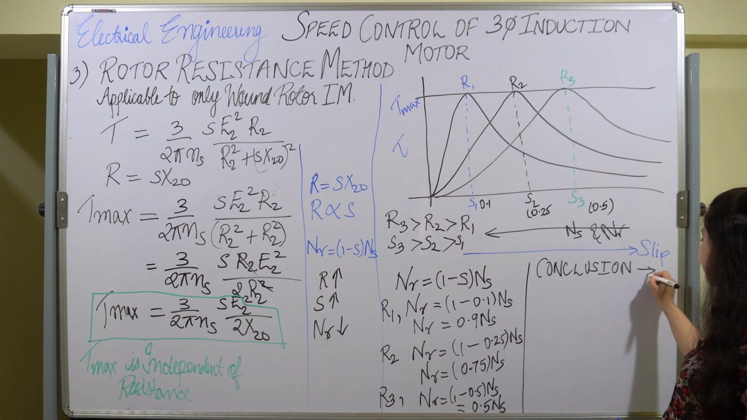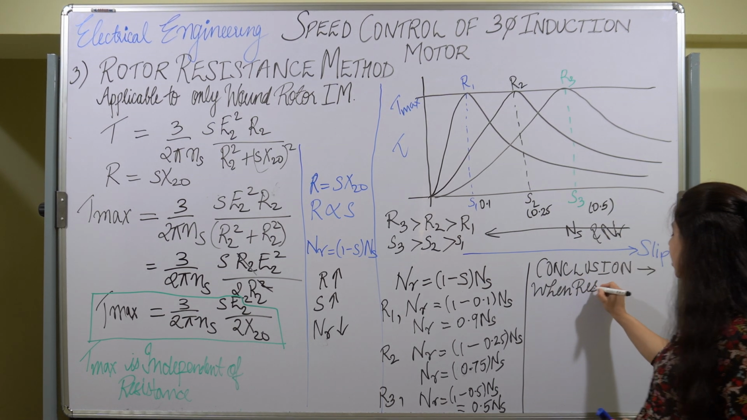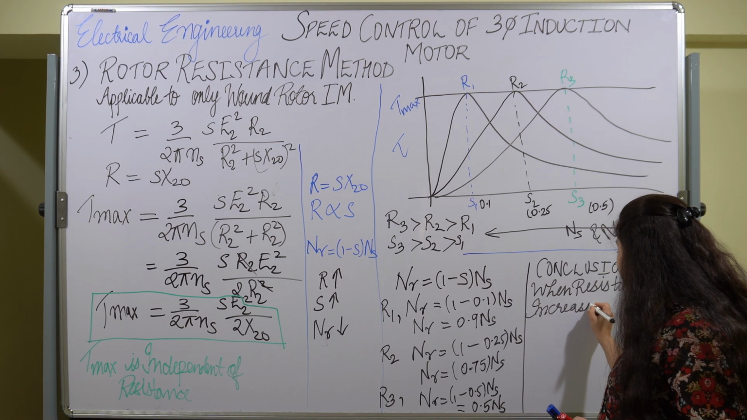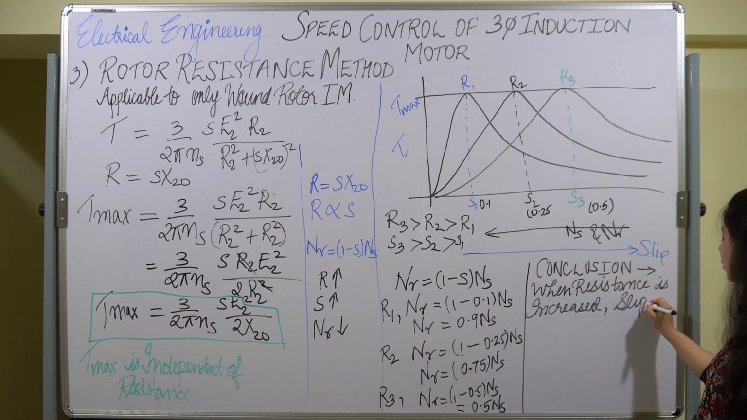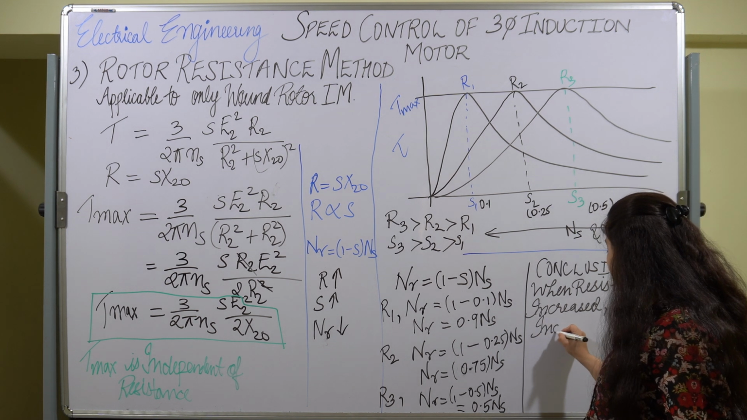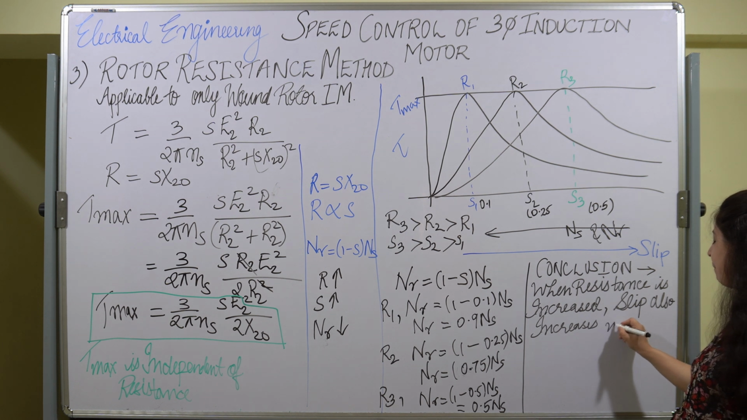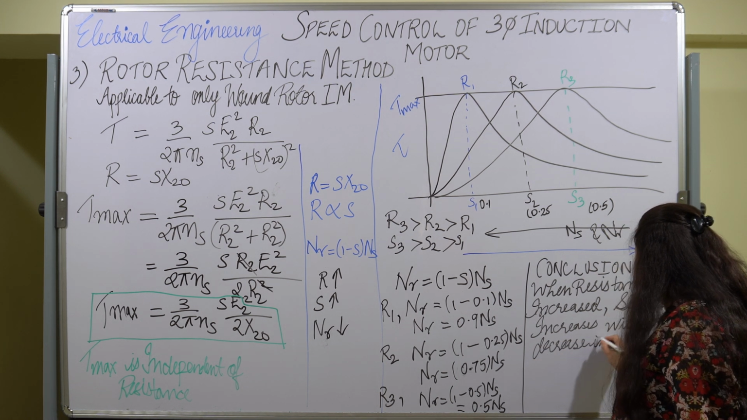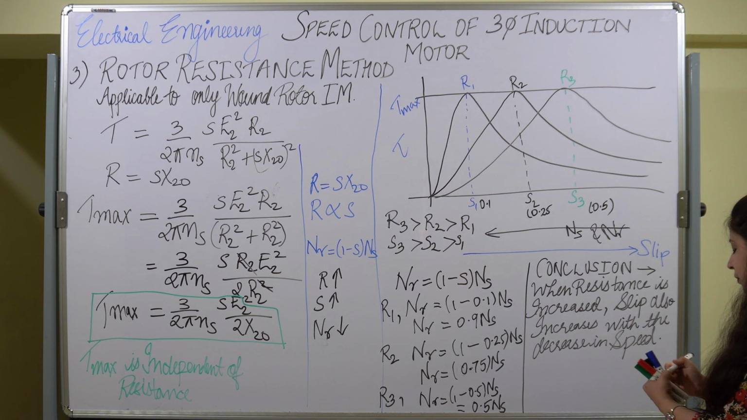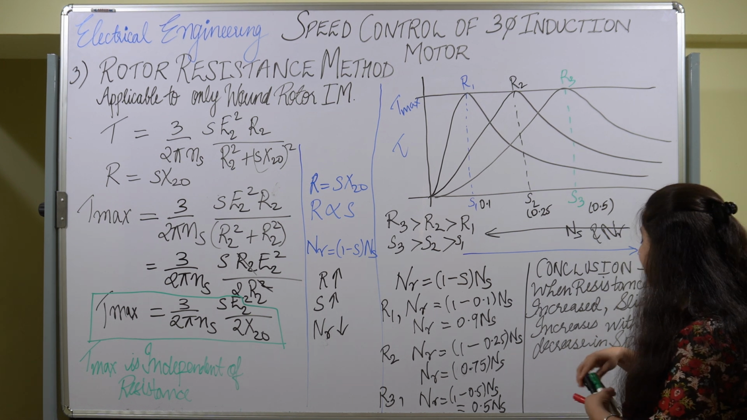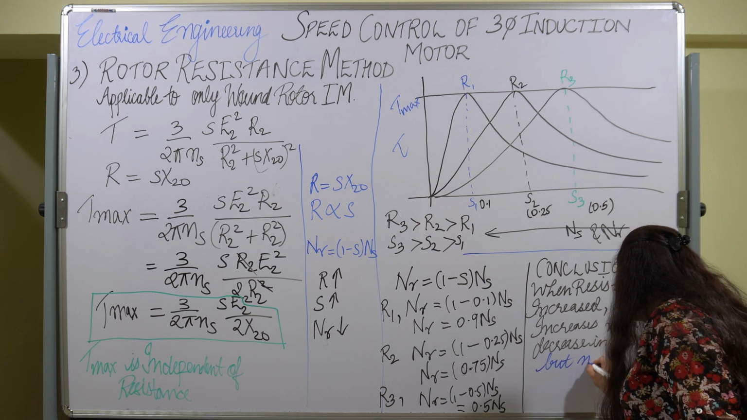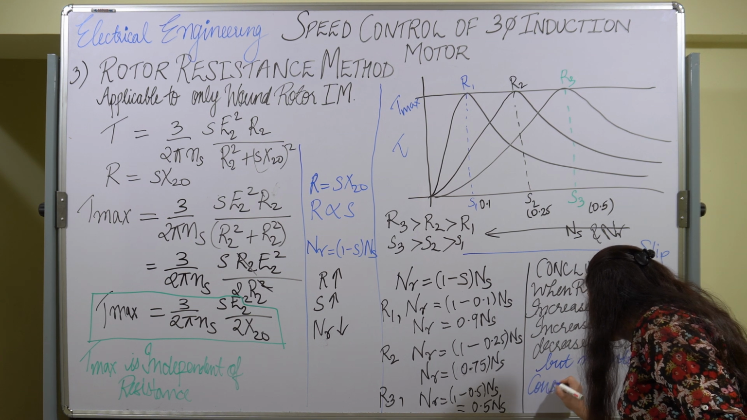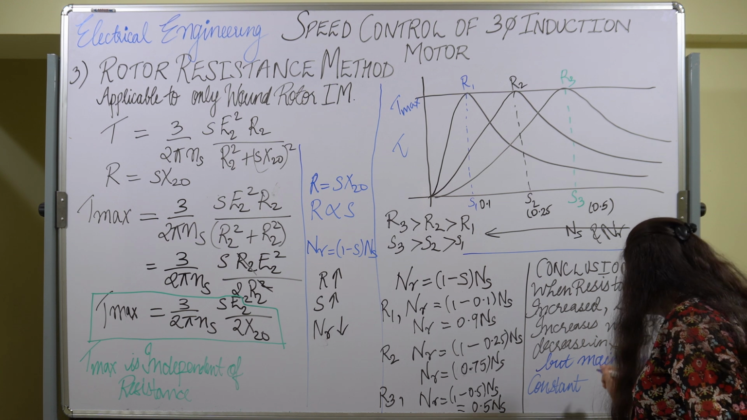Conclusion is that when resistances are increased, slip also increases, with the decrease in speed, but maintaining the torque capability. Maintaining constant torque capability.